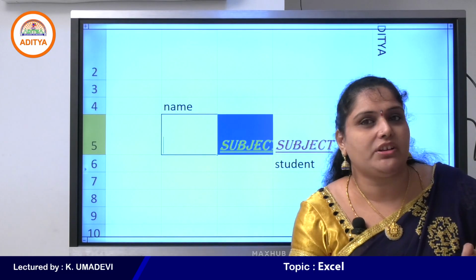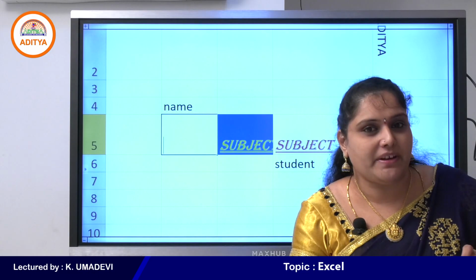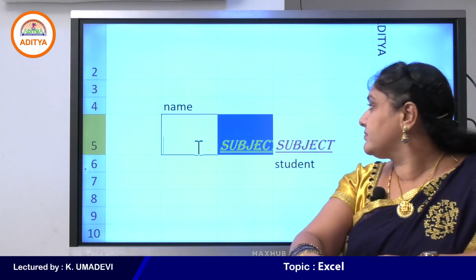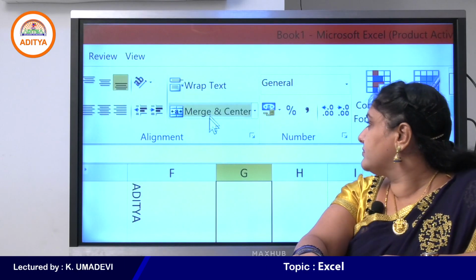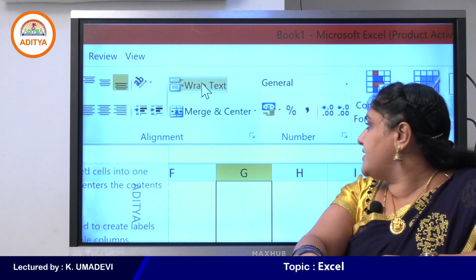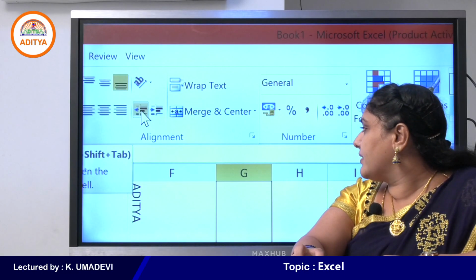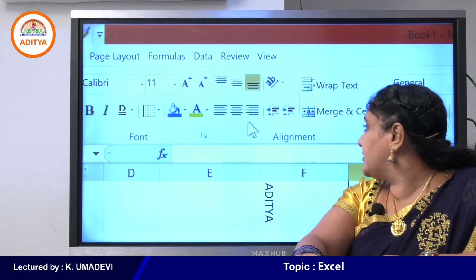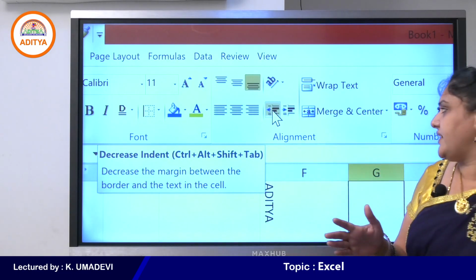So what is meant by merging? What is meant by merging? See, the first one is wrap text and the second one is merge and center. Okay. And again we have two options, that is increase indent and decrease indent.